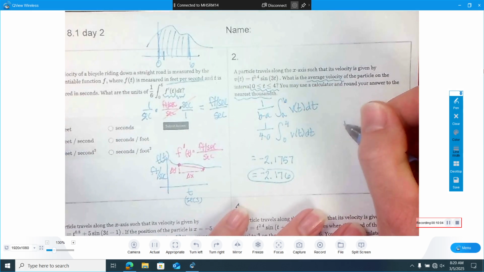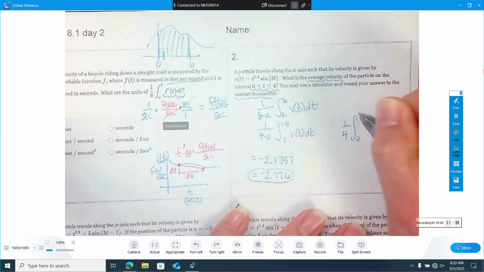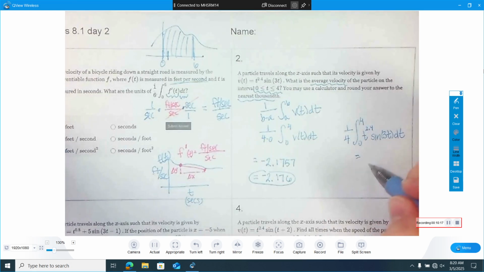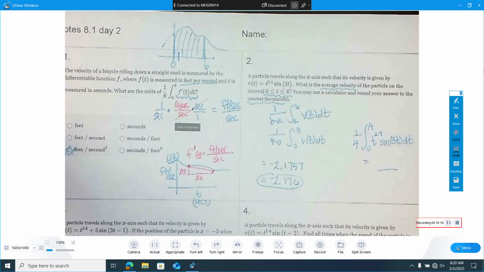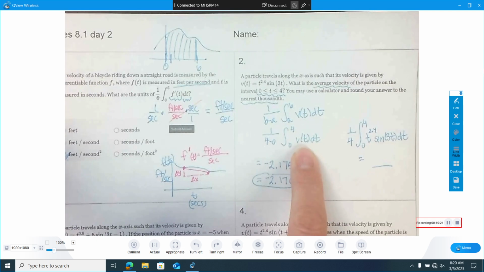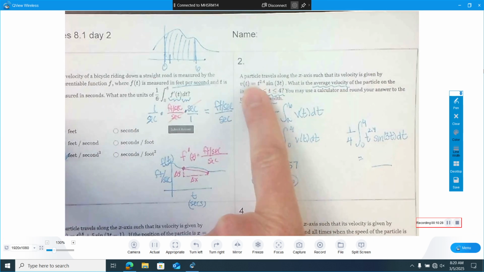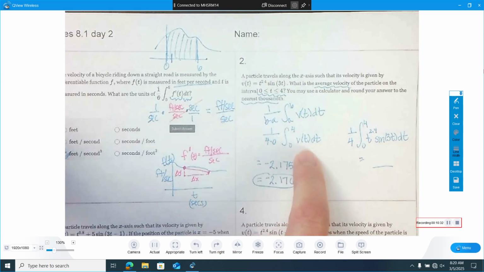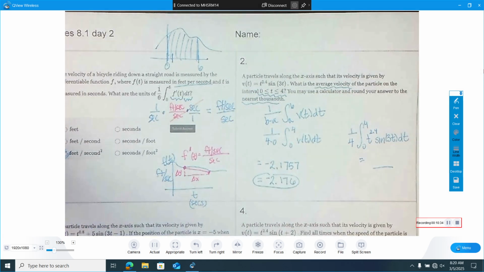You could also do 1 over 4 times the integral from 0 to 4. You could write in your function, t to the 2.4 sine of 3t dt. You could write it that way if you wanted to and then have your answer. But honestly, the less you write, the better. So this is perfect, okay? As long as you're referencing something that's already been given to you in the problem, it's totally fine to do that.